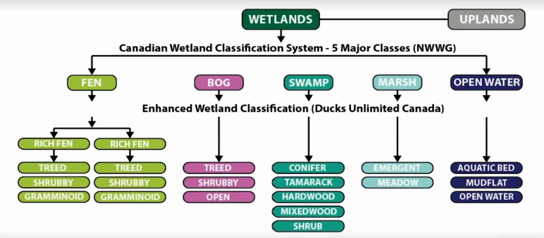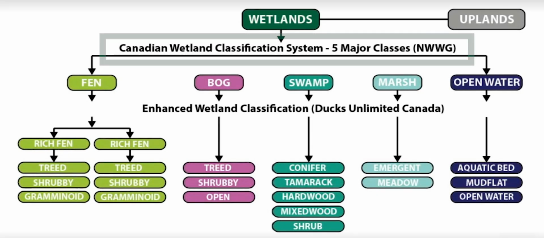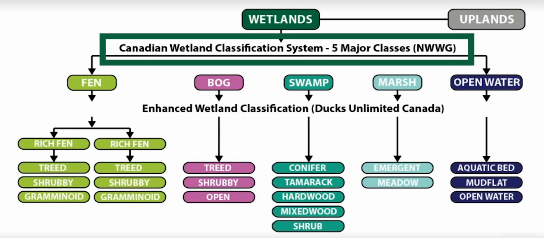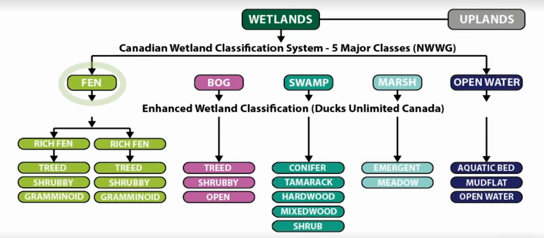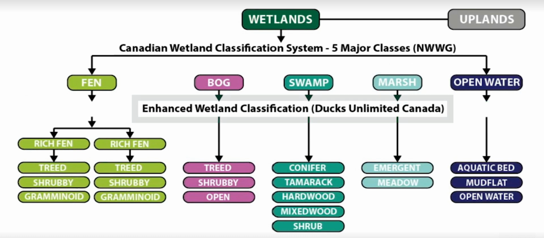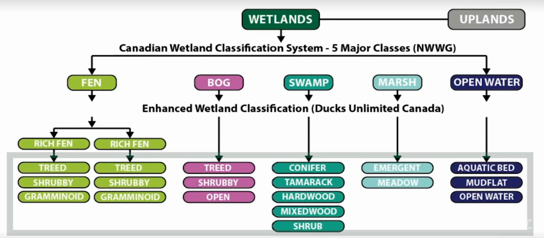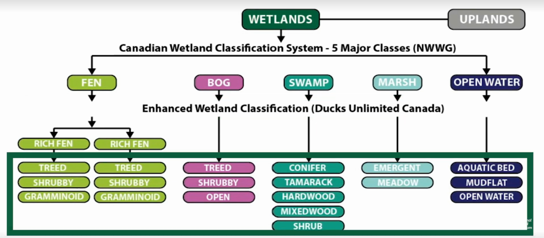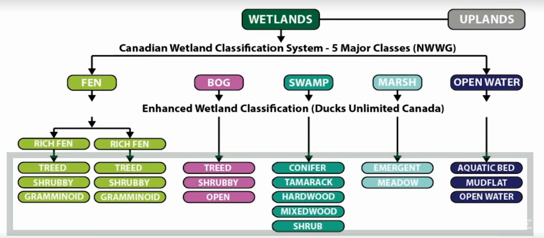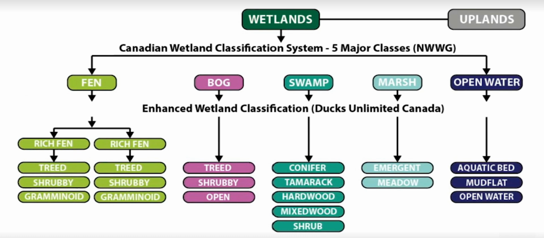Based on the scientific definition of a wetland, the Canadian Wetland Classification System identifies 5 major wetland classes: fens, bogs, swamps, marshes, and shallow open water. Ducks Unlimited Canada's Enhanced Wetland Classification System further distinguishes 19 minor classes that give managers and researchers an even more detailed understanding of boreal wetlands.